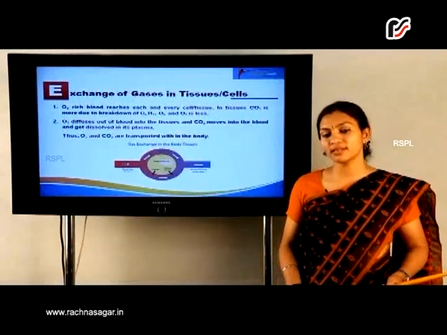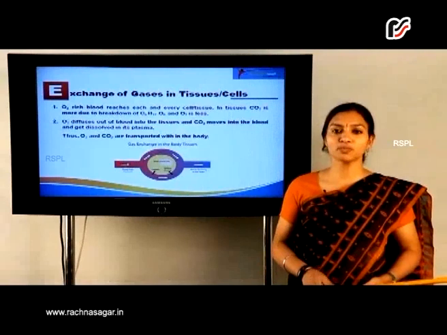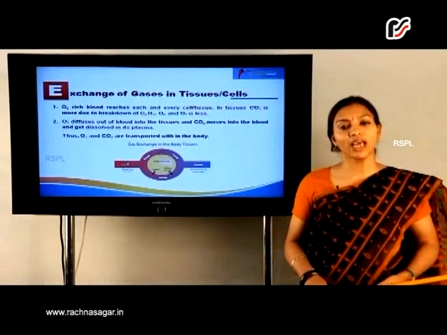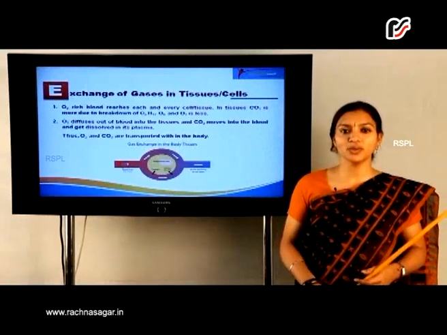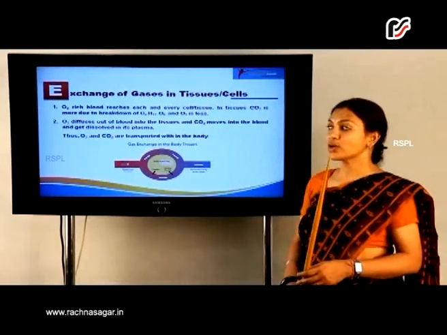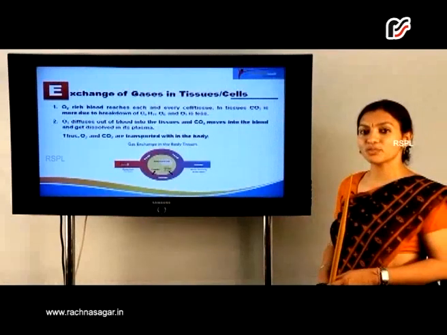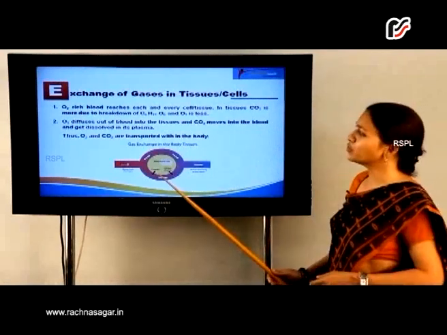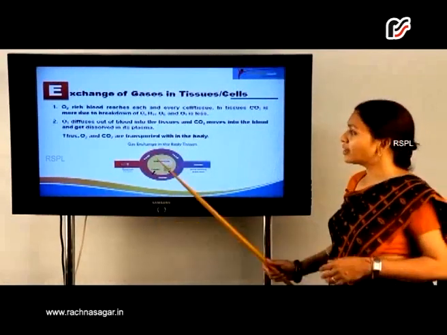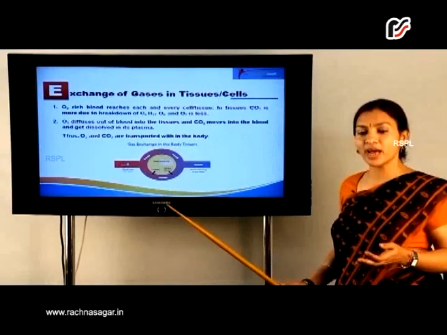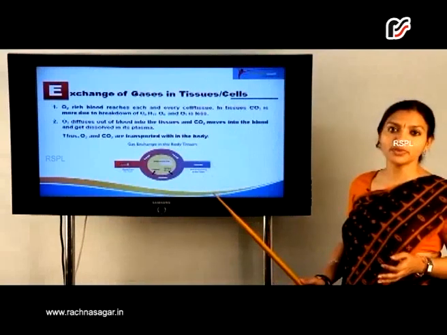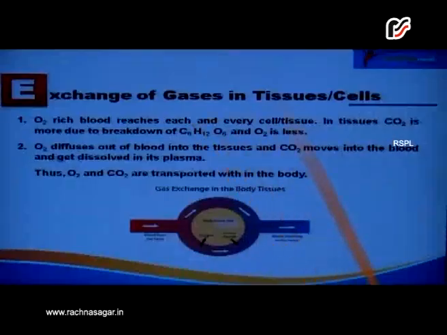Right now we have seen that oxygen is picked up from the alveoli of the lungs. What happens to this oxygen? Where does it go? Let's have a look. The oxygenated blood, which is oxygen rich blood, goes via the heart to various body parts, and exchange of gases takes place in the same manner as it has happened in lungs, in tissues or cells also.